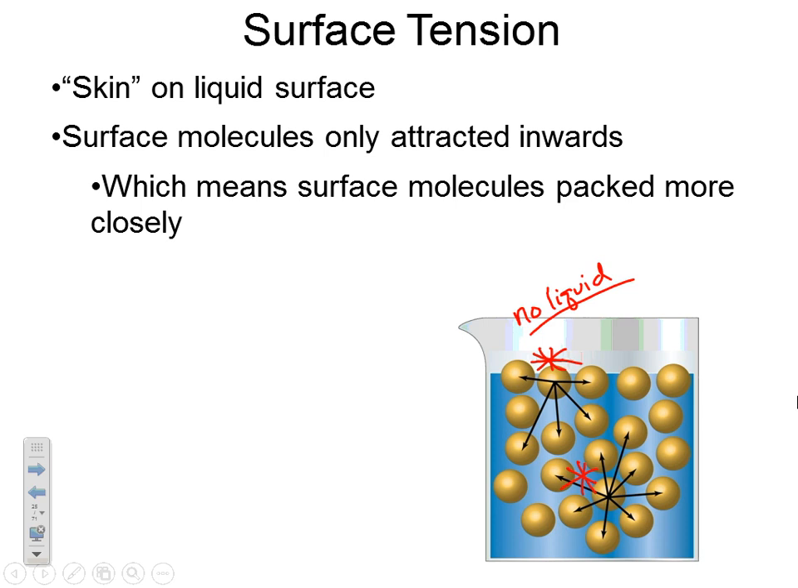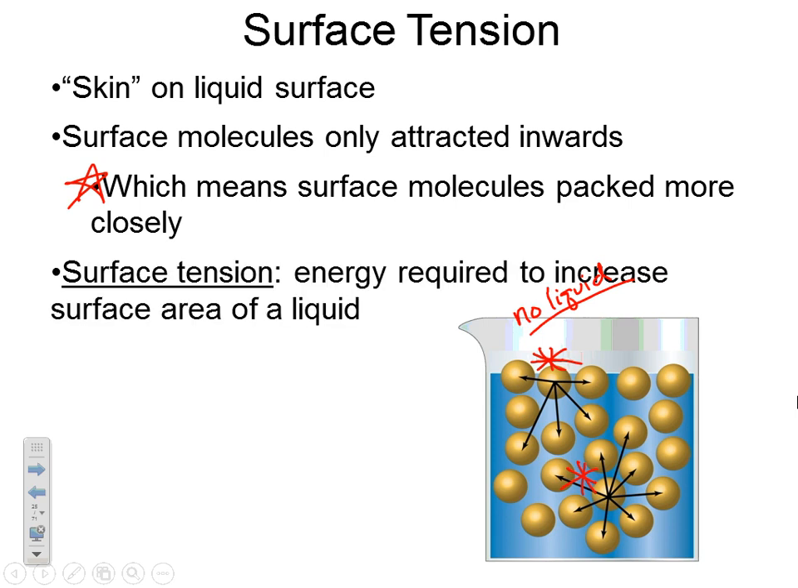This means that the surface molecules are packed significantly more closely than the molecules that are in the center of the liquid, that there is actually a stronger attraction between them because they're not being pulled in all directions. They're essentially being pulled in two directions instead of all three. And that leads to what we call surface tension. And surface tension, by definition, is the energy required to increase the surface area of the liquid. So you can think of this like the energy required to essentially pull apart the molecules that are on the surface of the liquid. How much energy is needed to sort of separate them a little bit more?